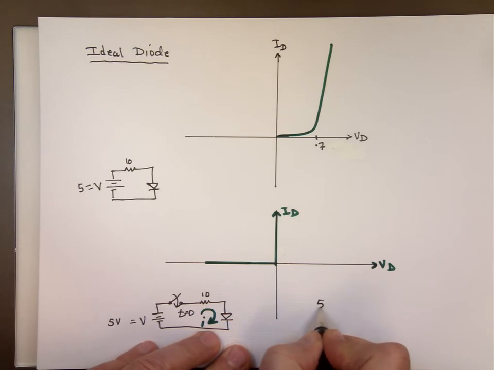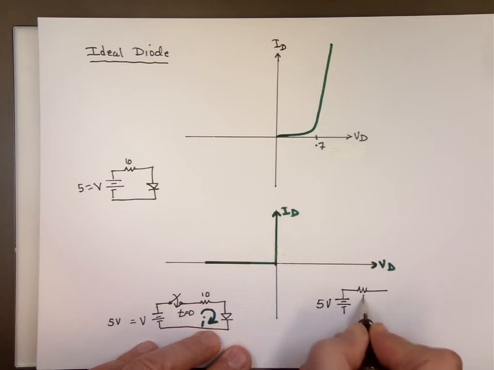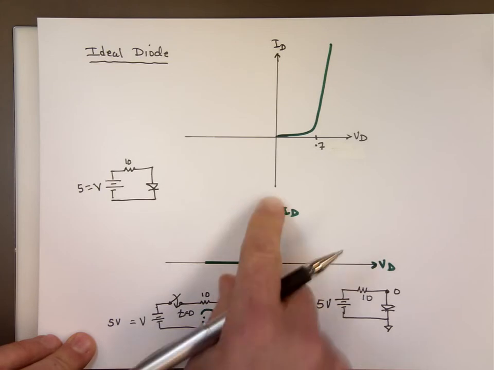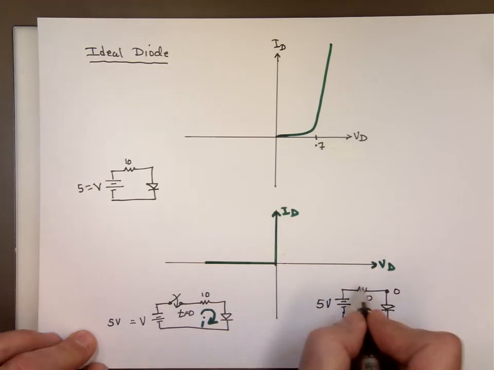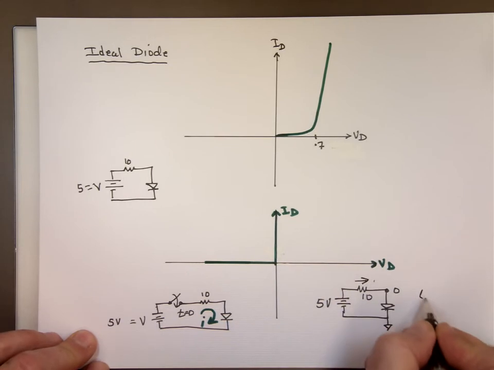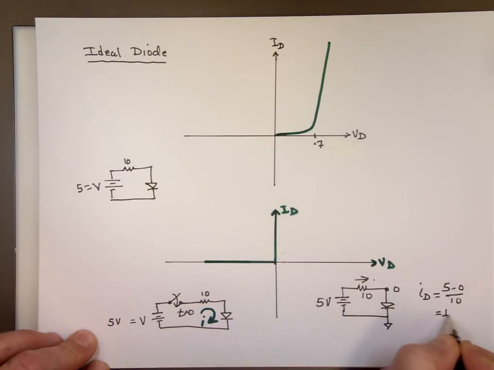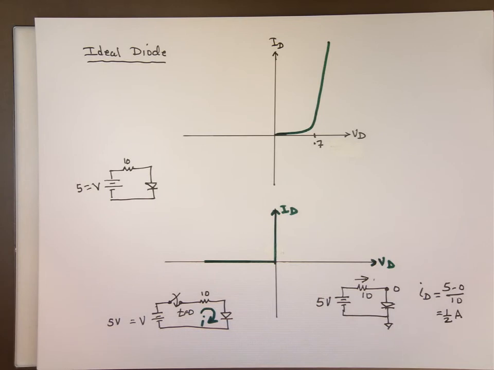5 volts, 10 ohms, and a voltage drop here of 0. So if this is ground, that means the voltage here is 0. We're saying the minute this voltage is more than 0, boom, this one breaks and that voltage here is 0. The current through the diode has to be 5 minus 0 divided by 10, which is 1/2 amp. That's not really true, but that's the first approximation that people use. Not a good approximation.